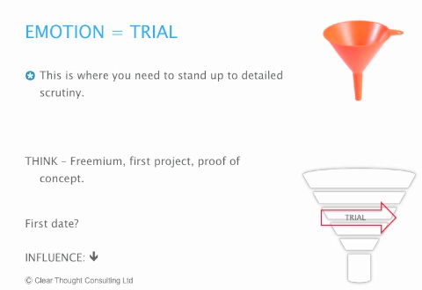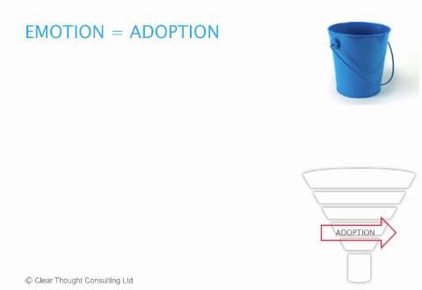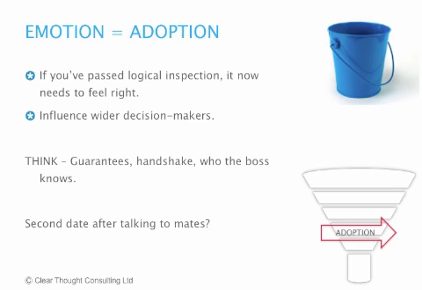And then we're on to adoption. So this is when someone hands over their money. If you've passed logical inspection, it now needs to feel right. And you need to influence the wider decision makers. What happens here is a kind of switch.